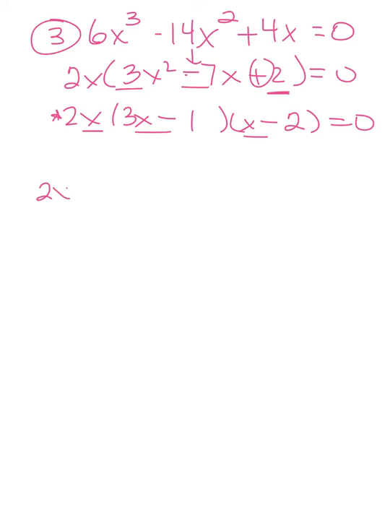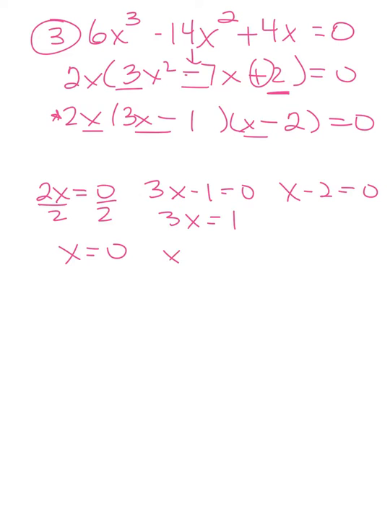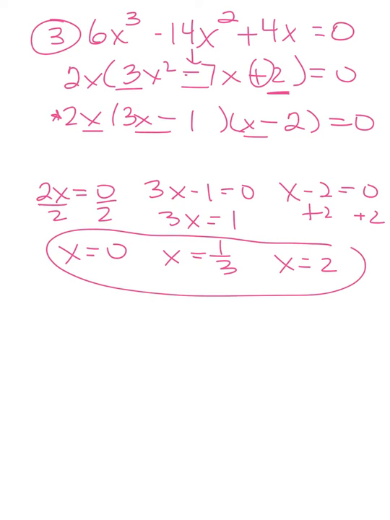I'm going to set 2x equal to 0, 3x minus 1 equal to 0, and x minus 2 is equal to 0. So in this case, if I divide both sides by 2, x is equal to 0. Add 1 to the other side, and then I have x is equal to 1/3. And I add 2 to the other side, and x is equal to 2. So they are my 3 solutions to this equation.